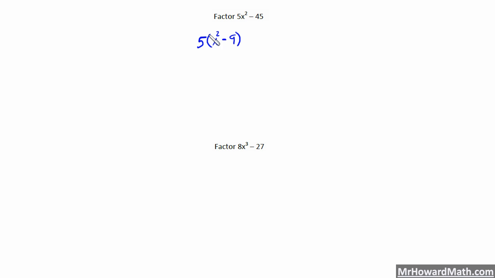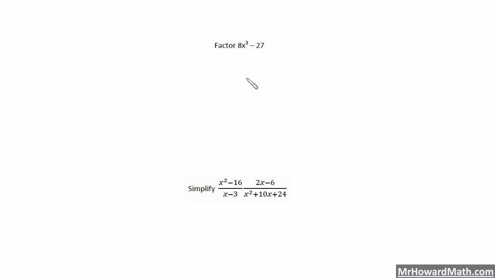Okay, and then we see a pattern here. We have difference of two squares. Remember that when you have a squared minus b squared, that pattern becomes a plus b, a minus b. So that's what this is going to be. So this is going to factor to the square root of this one is x, square root of this one is 3, so it's x plus 3, x minus 3, with the 5 out in front. X plus 3, x minus 3. Okay, so that one is done, and we will move on to the next example.